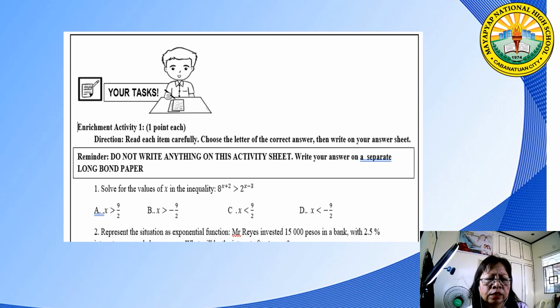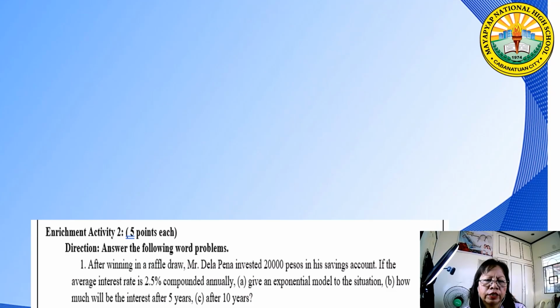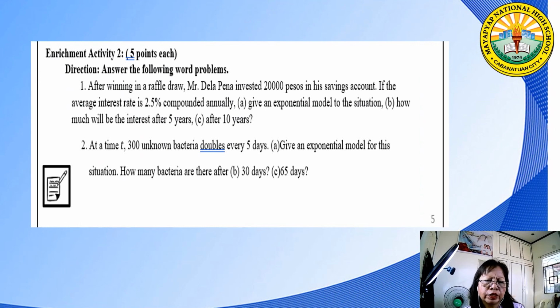So for enrichment activity 1, it gives you 1 point. You read its items carefully, then choose the letter of the correct answer, then write on your answer sheet. Reminder, do not write anything on your question sheet. Now, use long bond paper to write your answer. And for enrichment activity 2, its items give you 5 points. You answer the following word problems.